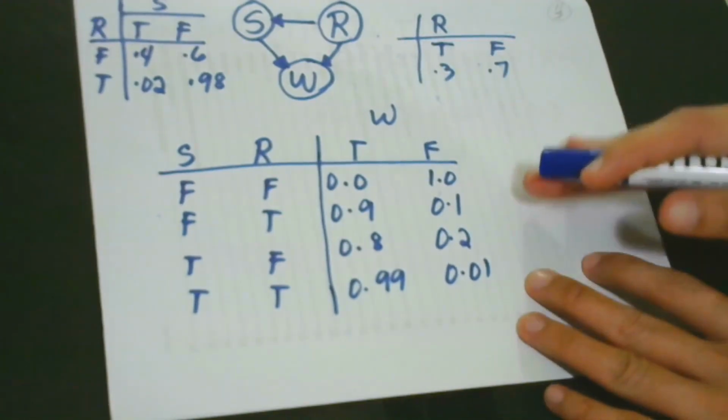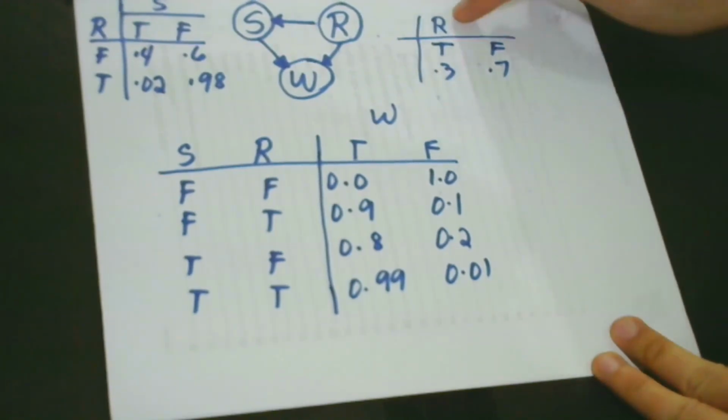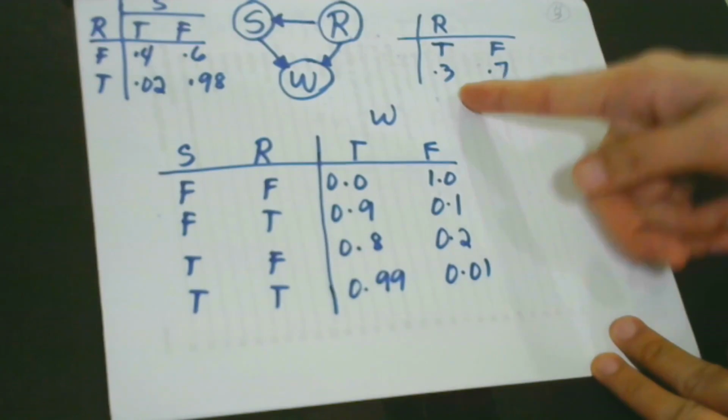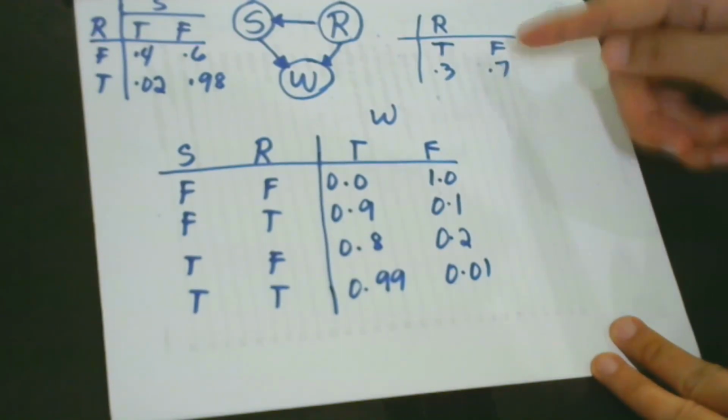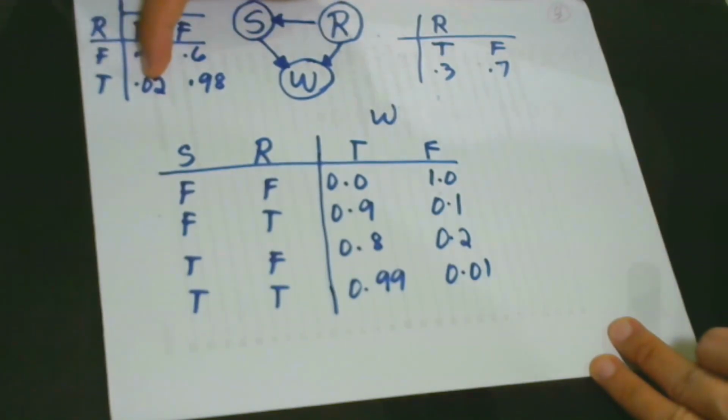Okay, so this table shows the conditional probabilities of different events. So for example, we have rain. The probability of having rain is 0.3, and the probability of not raining is 0.7. Here we could see the probability of S given rain. If rain is true, then S true is 0.4. If rain is false, then S true is 0.4, and S false is 0.6. If rain is true and S is true, it is 0.02. If rain is true and S is false, it is 0.98.